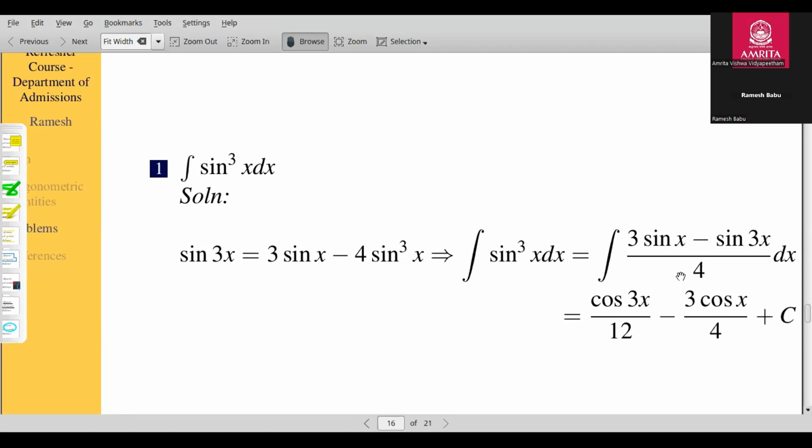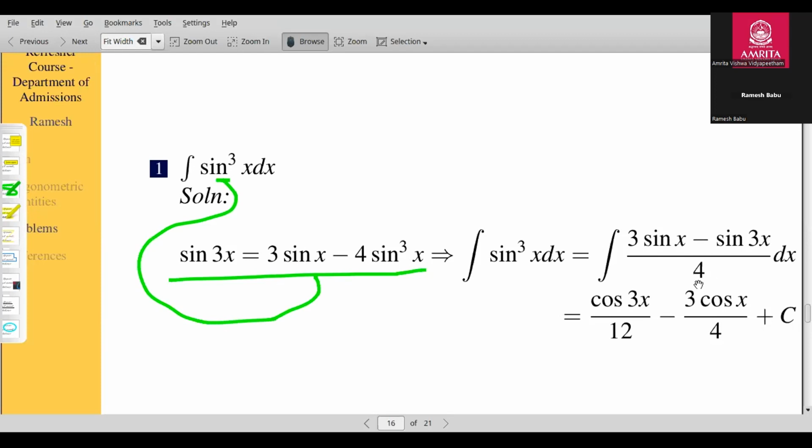After all, 1 by 4 is a constant and is taken out. The integral of sine x will become minus cos x, so minus 3 by 4 times cos x. See, what I am getting here is very interesting. I am applying the formula here; from this formula, I derive this identity. So sine cube x is nothing but 3 sine x minus sine 3x by 4.